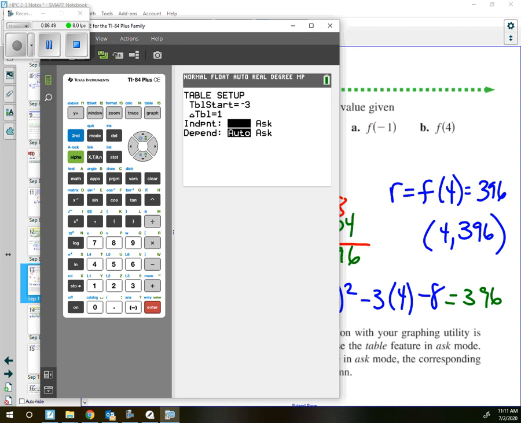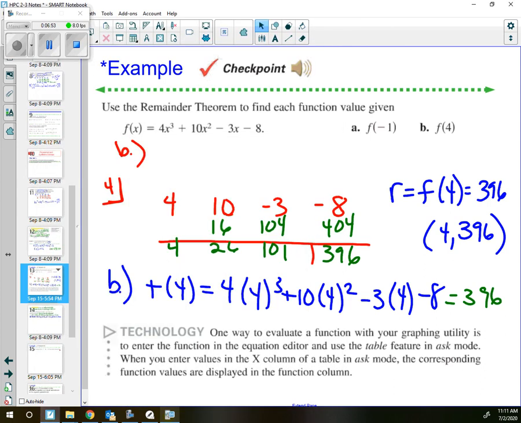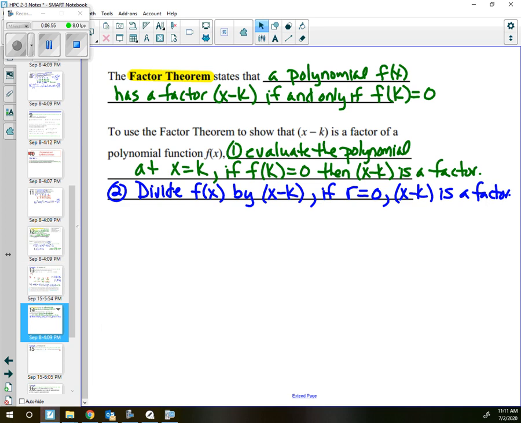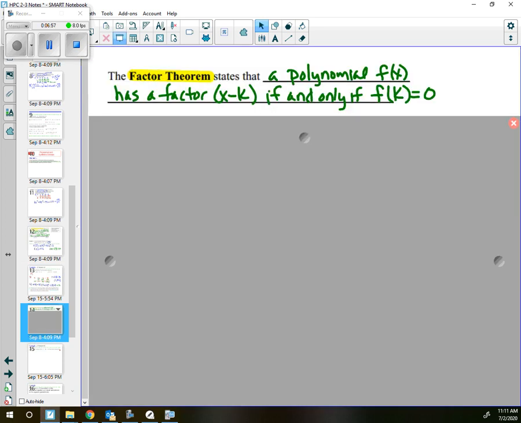Okay, so let's talk about what's the implication for this then. Why am I talking about this remainder theorem, which brings us to the factor theorem. So if you take a polynomial, we're going to call that f of x, and you divide it by a factor. Factors mean it's something that divides into a polynomial evenly. So it has a factor, or it divides in there evenly, if and only if the value of the function is 0, right?